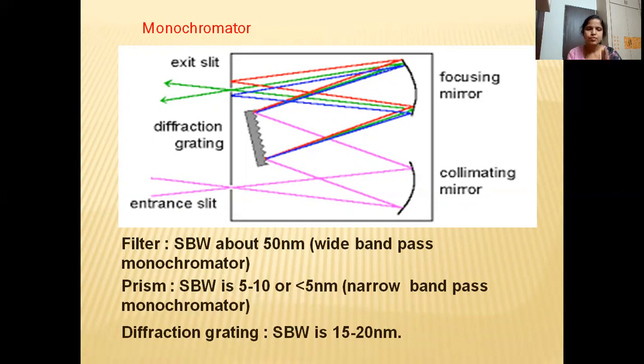So when you are using a prism, you can select the wavelength with a very narrow band, that is 5 to 10 nanometers. That is made to fall on, or made incident on, the sample, and thereby we can get a clear picture of the absorbance or transmittance.